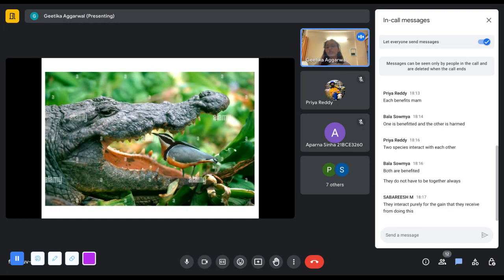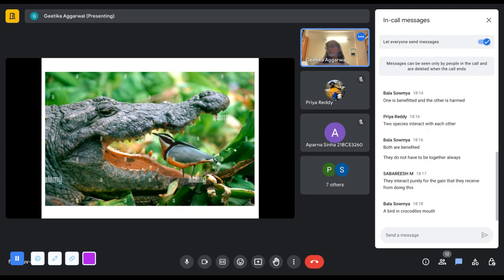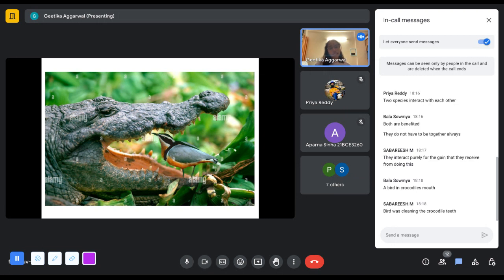So, what do you see in this image? What is happening? Can anybody tell me what is going on in this image? Yeah, there's a bird in a crocodile's mouth. It's cleaning the teeth, exactly.